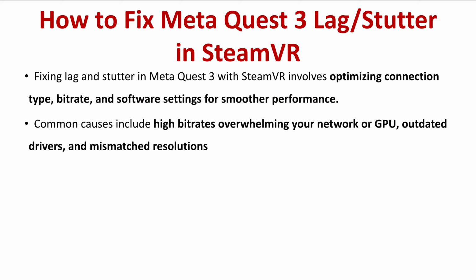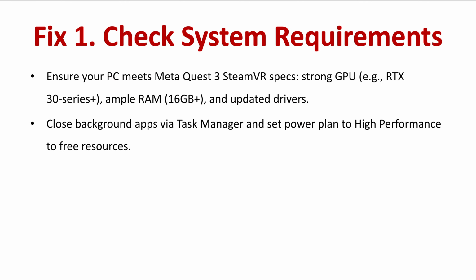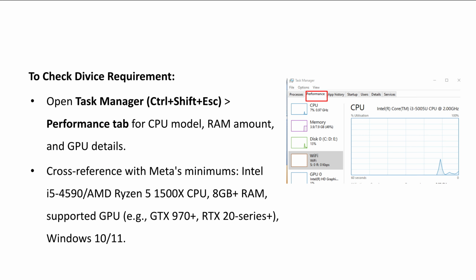Common causes include high bitrate overwhelming your network or GPU, outdated drivers, and mismatched resolutions. So the fixes are: check system requirements. Ensure your PC meets the Meta Quest 3 SteamVR specs: a strong GPU, for example an RTX 30 series, ample RAM, 16 GB plus, and updated drivers. Close background apps via Task Manager and set the power plan to high performance to free resources.